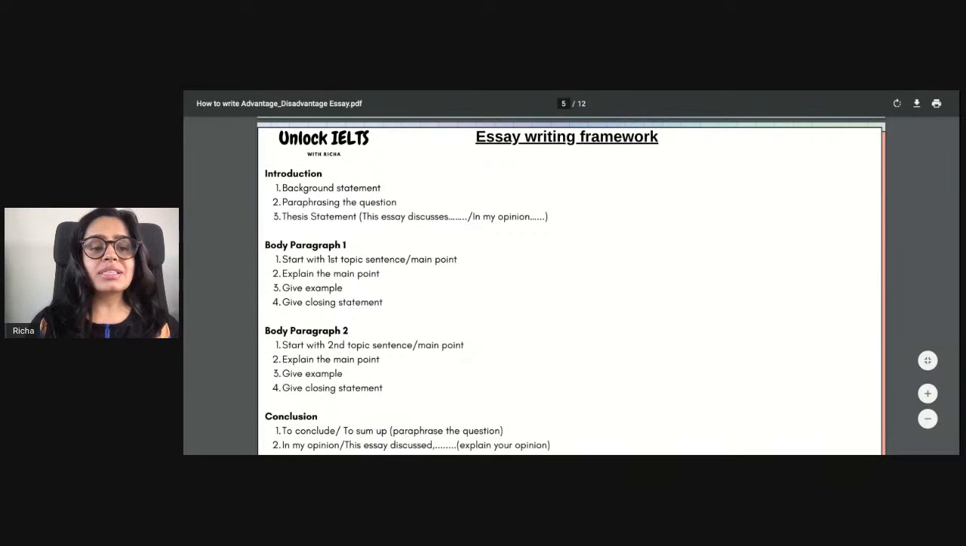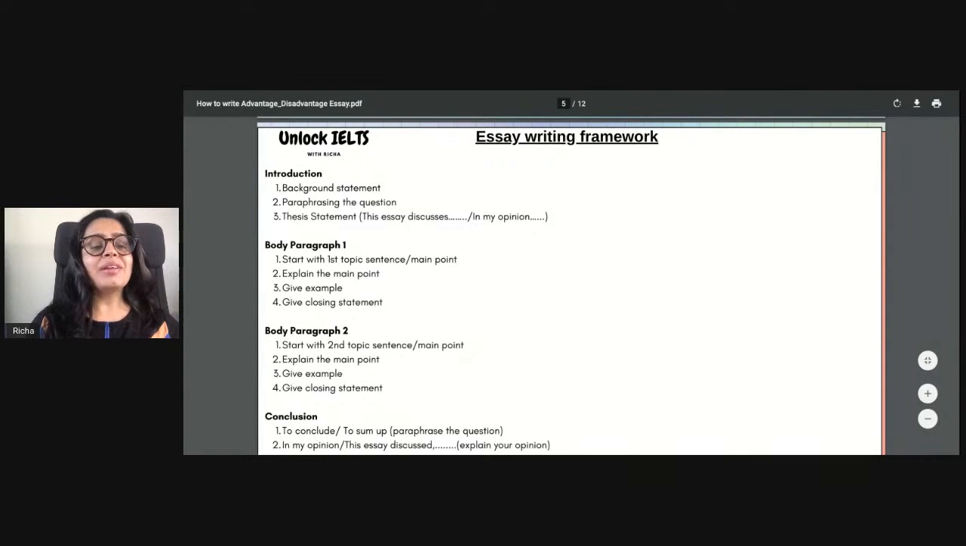You should start the paragraph with a background statement. A background statement is a general statement related to the topic given in the question, which is broadly true and can't be contradicted. If you can think of such a statement, then you're good to go. You can start your introduction paragraph with the same.